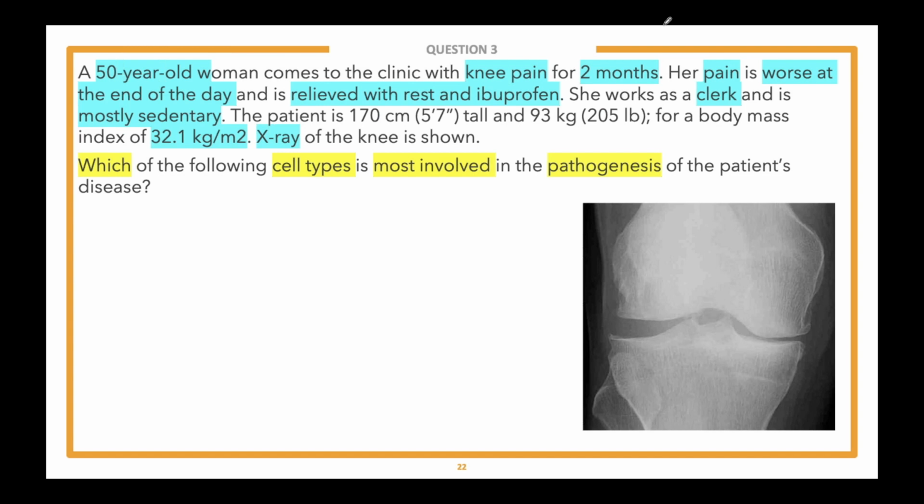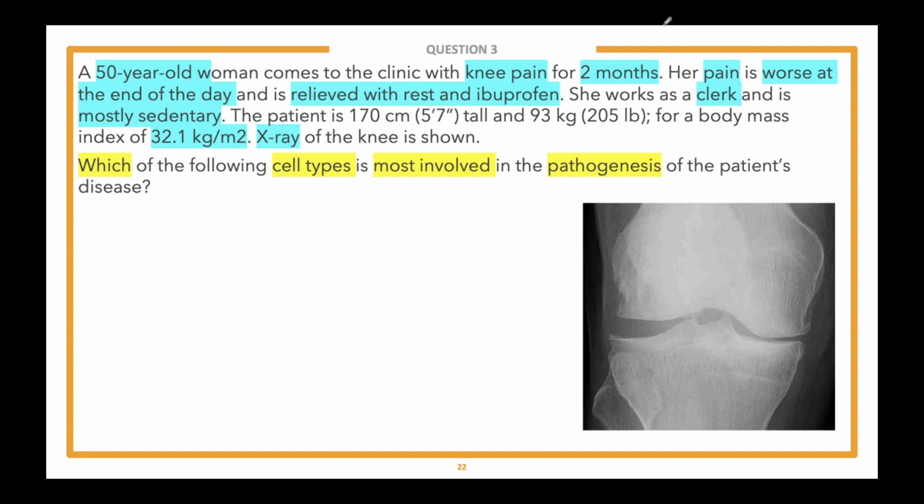They then give us some more information about the pain, when it's worse, what it's made better by. They give us some occupational and social history. Always important to make note of that, especially when it's relevant like this. And then some physical exam findings and an X-ray image there. So then they're asking us in the lead-in, which cell type is most involved in pathogenesis?